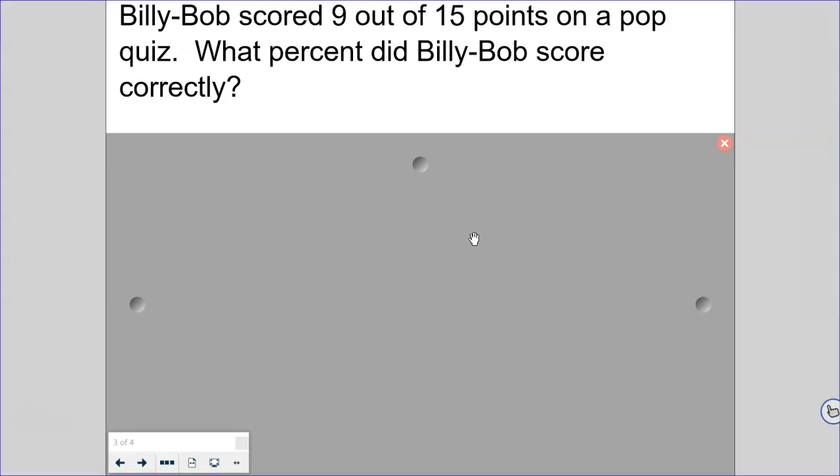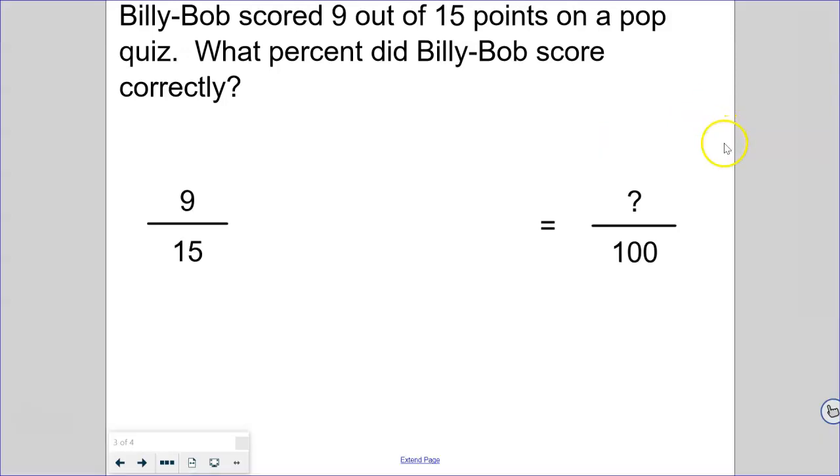All right, welcome back. So 9 out of 15. Doesn't sound amazing, but it doesn't sound horrible either. So this is what we are trying to solve. 9 out of 15 is equivalent to something out of 100. And so here's my deal. Again, with this one, my goal is to turn this 15 into the number 100. And remember, whatever I do to the 15, then I have to do the same thing to the 9, because that's how equivalent fractions work.